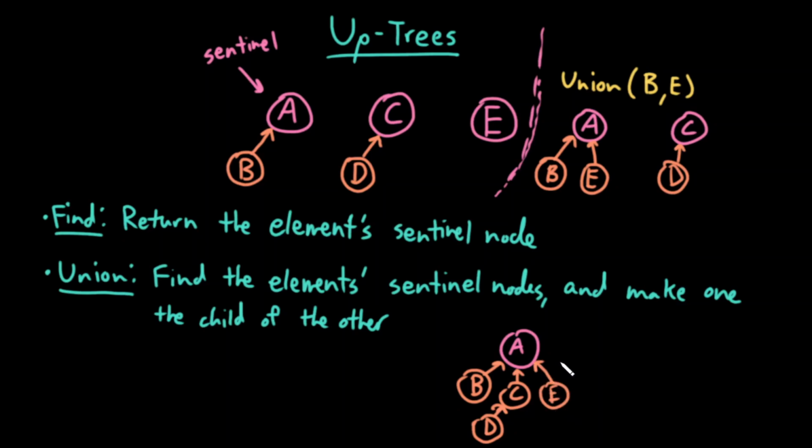This would be a theoretically valid uptree as well, where everything is in the same set, and that set is set A. So if I asked what is the set that B belongs to, I would traverse up parent pointers, A. What is the set that D belongs to? I would go parent, parent. Oh, I'm at a sentinel node, A. So in general, I can have multiple nodes pointing to the exact same parent node, and nodes that are not sentinels can have parents that are also not sentinels. Both situations are fine in an uptree.